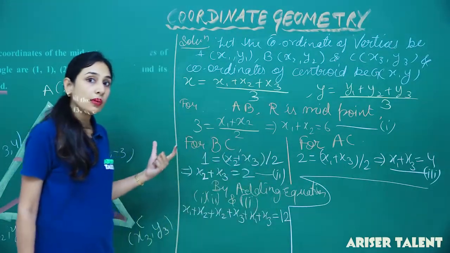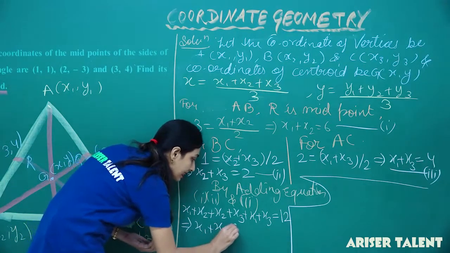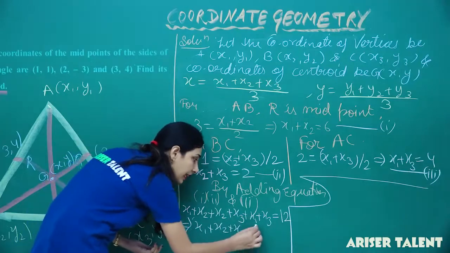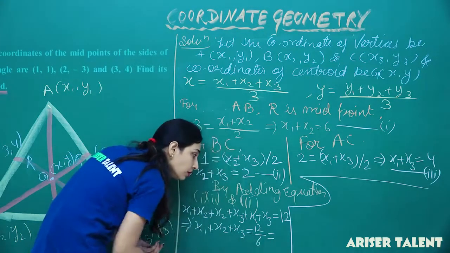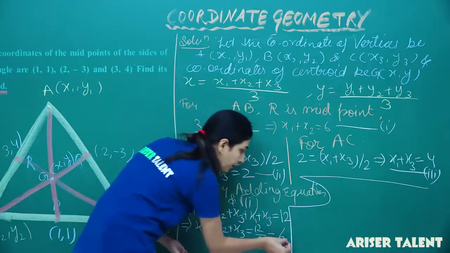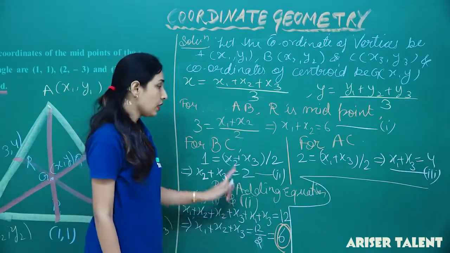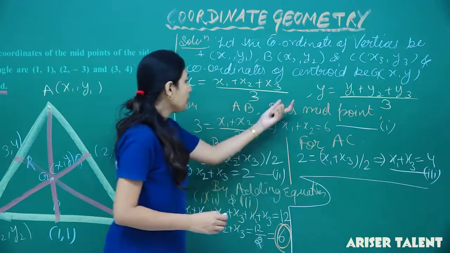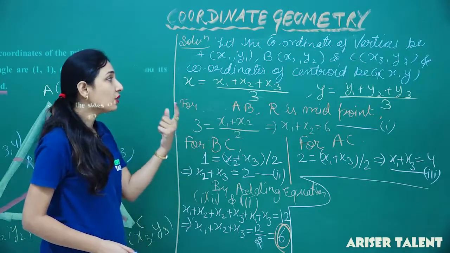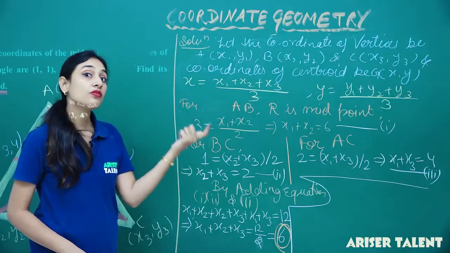So can I take 2 common? So that implies that x1 plus x2 plus x3 equals to 12 by 2, so that will be equals to 6. So this is important, guys: x1 plus x2 plus x3 equals to 6. This is first. Now second, I have taken this x1, x2 and x3 process. Now if I go with the ordinates, that will be y1 plus y2 plus y3.